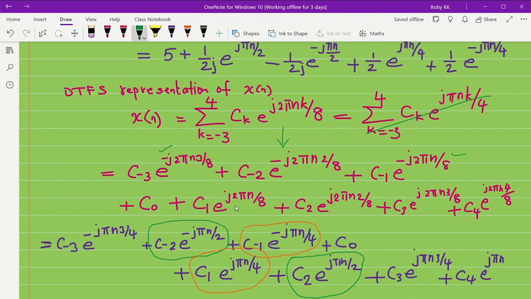c0, c1, c2, c3, c4, different values of k. Give k equal to 0, k equal to 1, k equal to 2, k equal to 3, k equal to 4. Modify the equation accordingly. So there is a total of 8 coefficients, or 8 terms here.